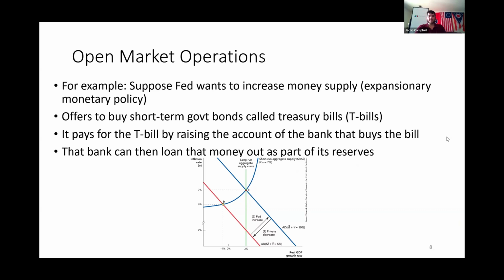So let's say that the Fed wants to increase the money supply, do some expansionary monetary policy, just like how, say, Congress would use a stimulus bill to do expansionary fiscal policy. Well, one way that they could do this, the main way they would do this, is by offering to buy short-term government bonds called treasury bills or T-bills.